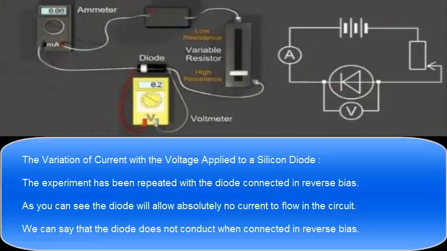The experiment has been repeated with the diode connected in reverse bias. As you can see, the diode will allow absolutely no current to flow in the circuit. We can say that the diode does not conduct when connected in reverse bias.